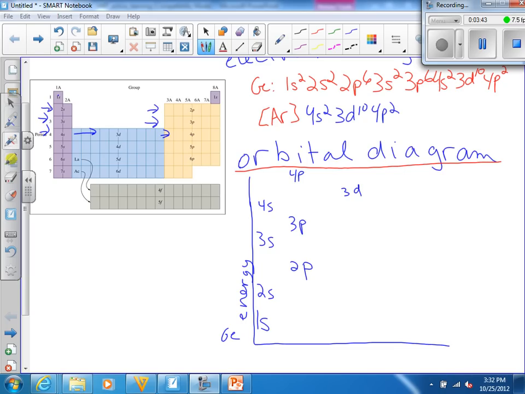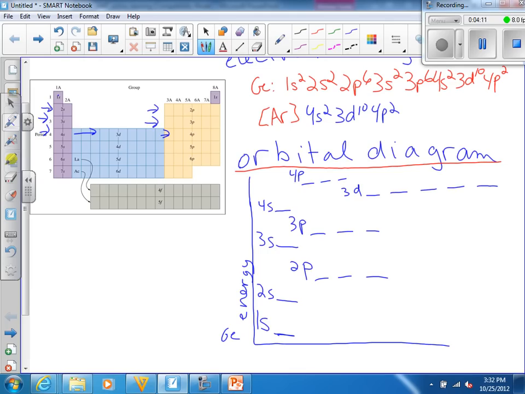Now, s sublevels you should remember have only one orbital. So we'll put a little line here representing one orbital. For each s we will put a dash. The dash represents the orbital. For p's, hopefully you remember there are 3 orbitals for a p sublevel. Here we go. And d's, how many orbitals in a d sublevel? It's 5.